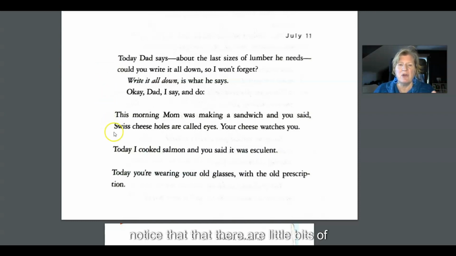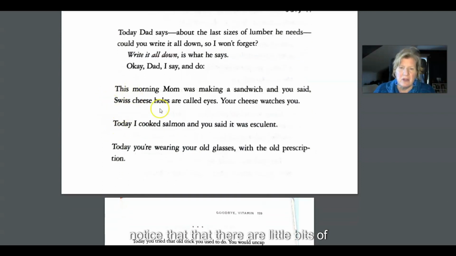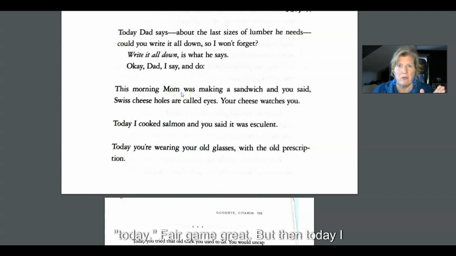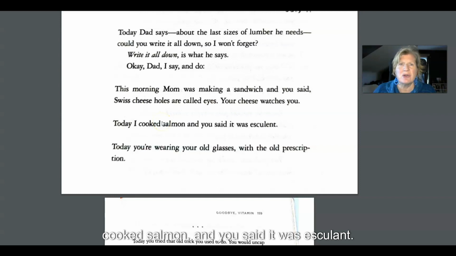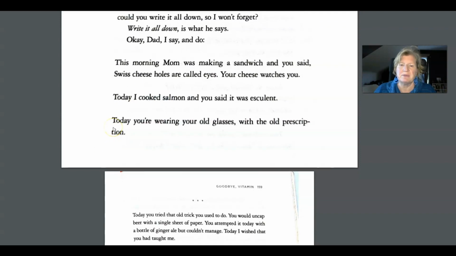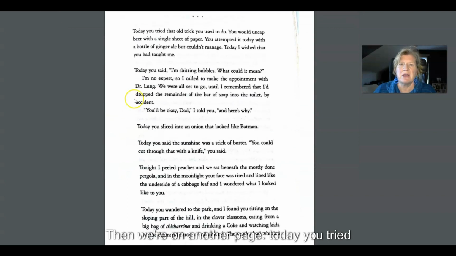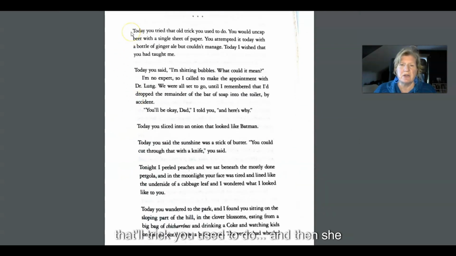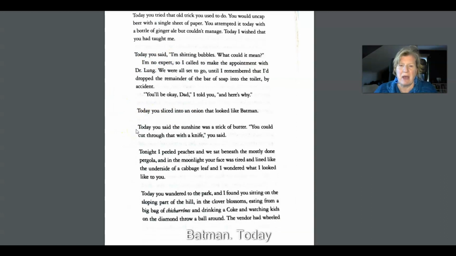And then you'll notice that there are little bits of elaboration or detail that don't start with "today." Fair game, great. But then "today I cooked salmon and you said it was esculent." "Today you're wearing your old glasses with the old prescription." Then we're on another page. "Today you tried that old trick you used to do." And then she goes into how he used to open beer bottles. And then "today you said," and "today you sliced into an onion that looked like Batman."